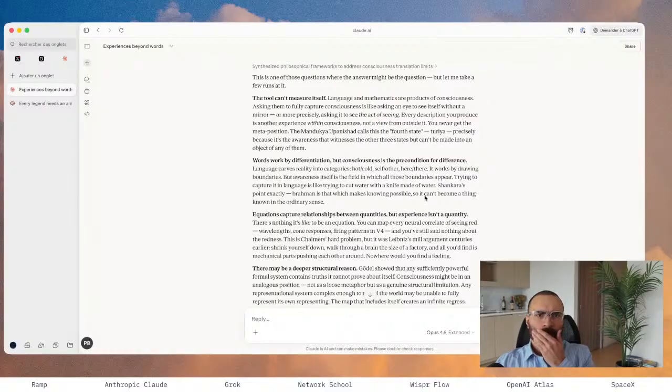Turiya. Precisely because it's the awareness that witnesses the other three states but can't be made into an object of any of them. Language and mathematics are products of consciousness. Asking them to fully capture consciousness is like asking an eye to see itself without a mirror, or more precisely, asking it to see the act of seeing.